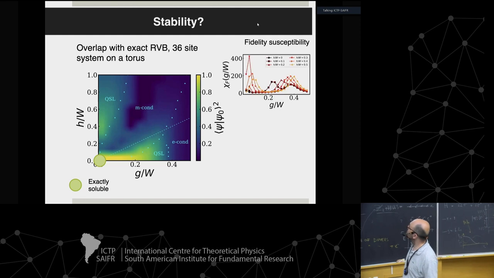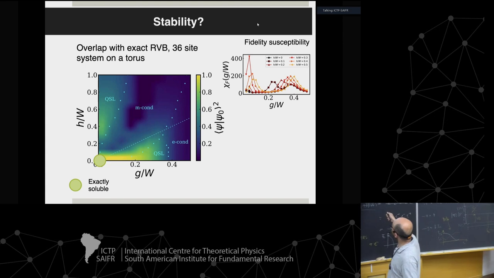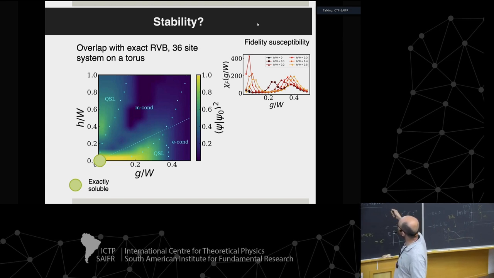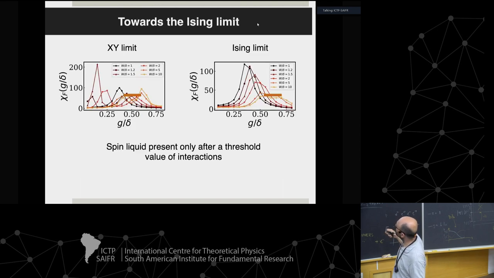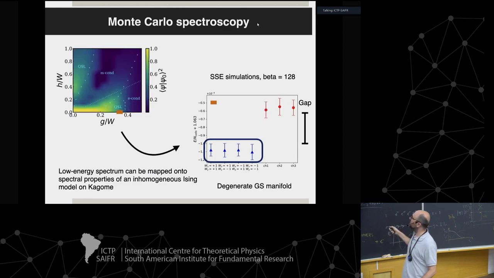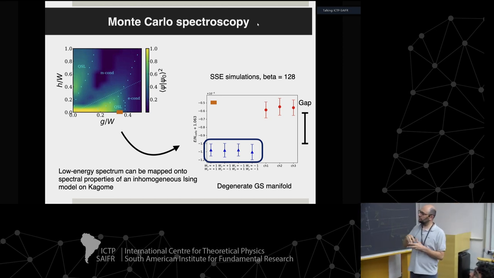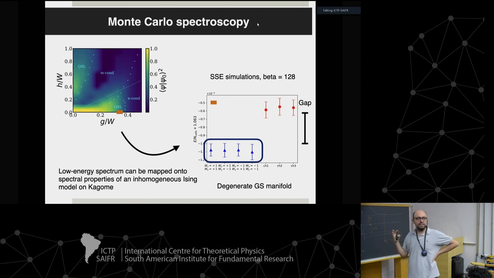What we found is that if you try to move from one state to the other, for instance here you have to move from 0 to 0.3, you never really change phase. This quantity, called fidelity susceptibility, does not diverge, which implies that you have adiabatic continuity along these lines. Another thing we can do is spectroscopy. We can check, through effectively a Monte Carlo simulation, that the gauge theory corresponding to the experiment is really in a deconfined phase.